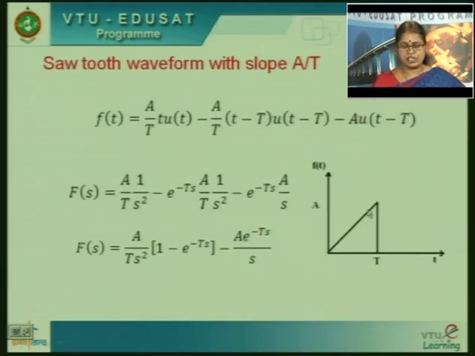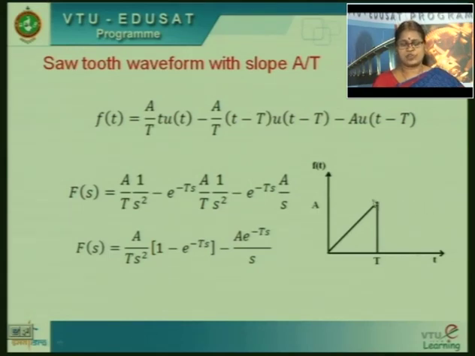So, the previous function had a straight line having a slope A by T, and later on it had a constant magnitude of value A. Hereafter it had a magnitude A. Now, if I cancel this magnitude A, if I make it 0 somehow, then we get this resultant waveform. What should we do to make this magnitude 0?